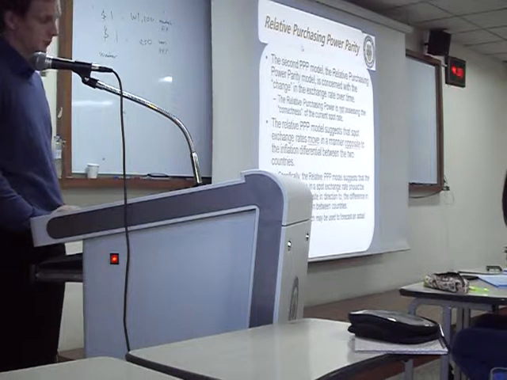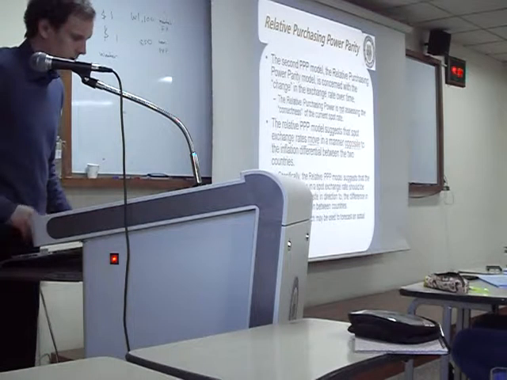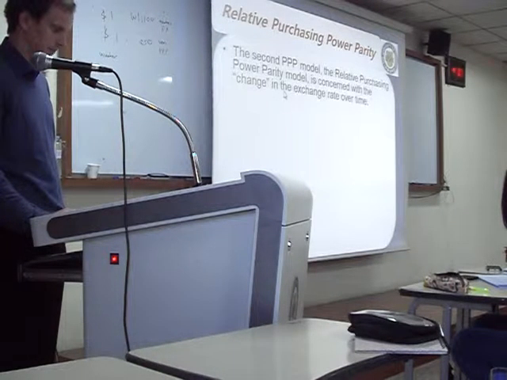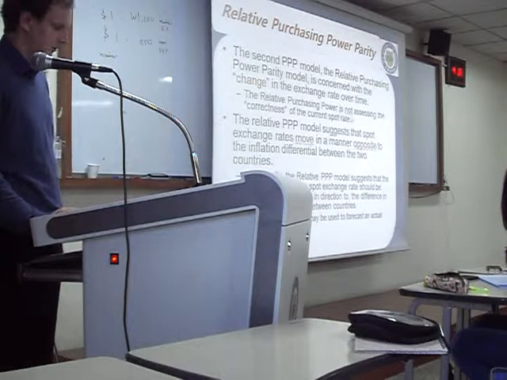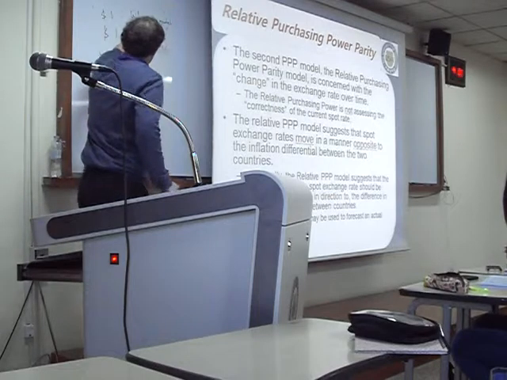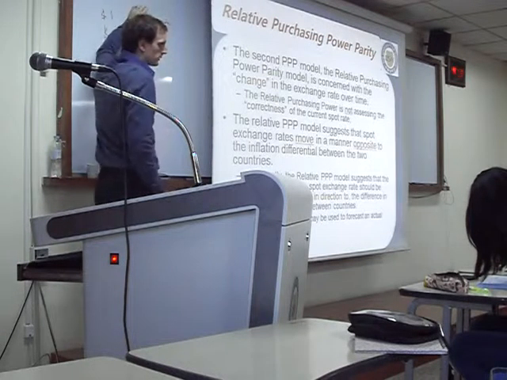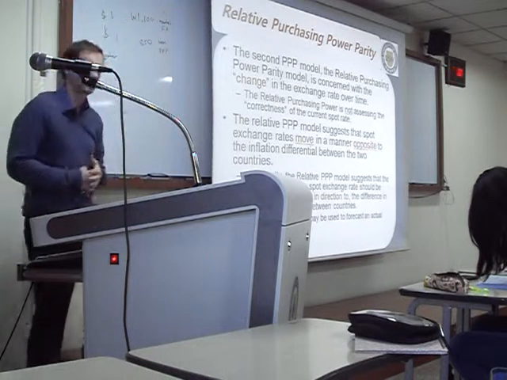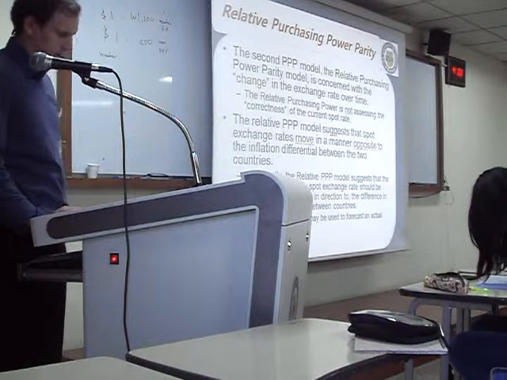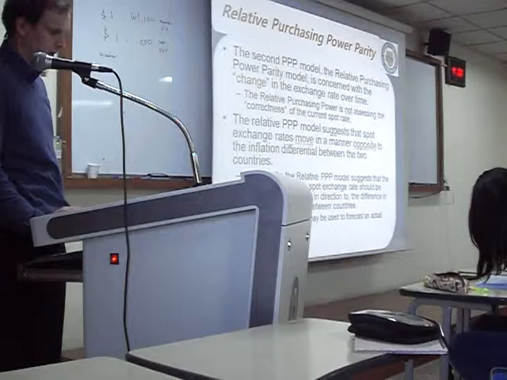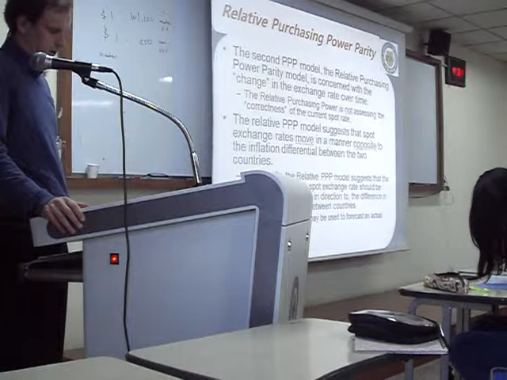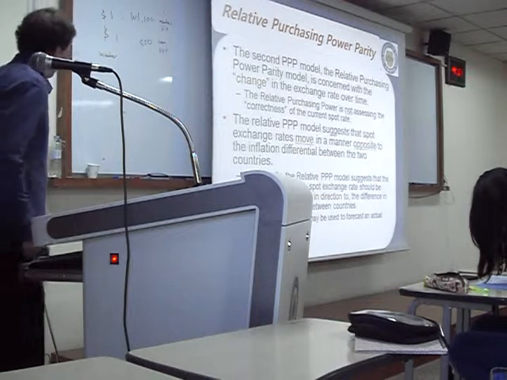A stronger effect is the relative purchasing power parity. So this is the change in the exchange rate over time compared to the inflation between the two countries. So we're not concerned about whether the Korean won and the US dollar are at the correct level or not. We're just worried about how much this is changing. That's what we're concerned about. So the relative PPP model suggests that spot exchange rates move in a manner opposite to the inflation difference between the two countries.